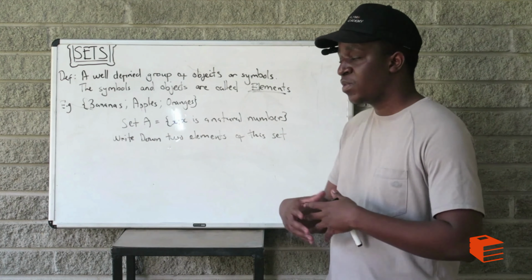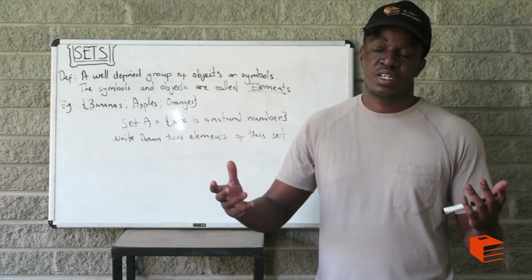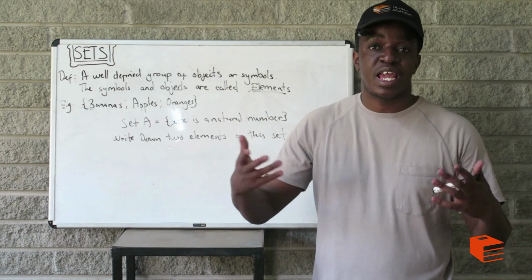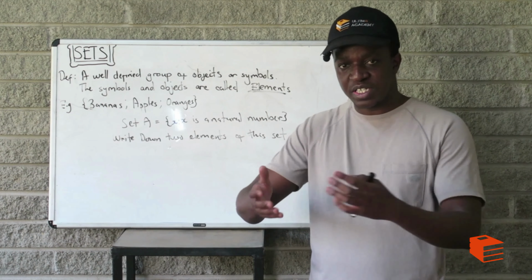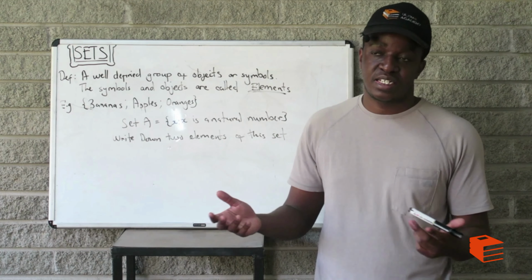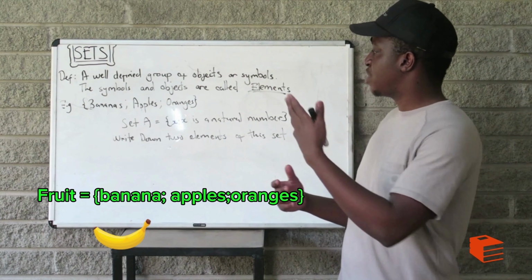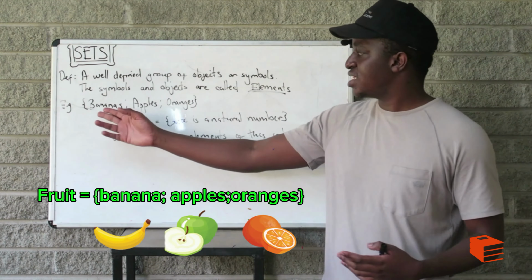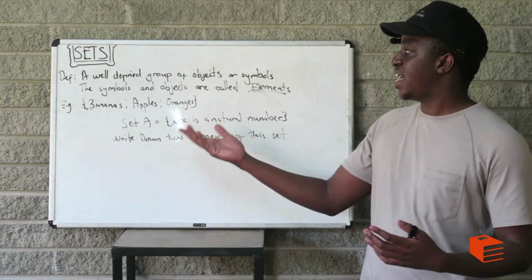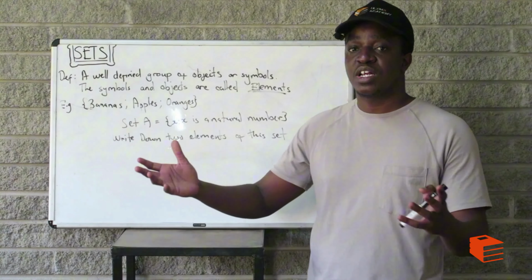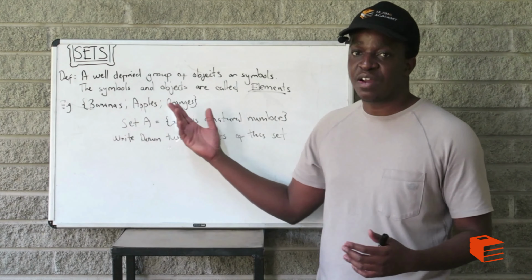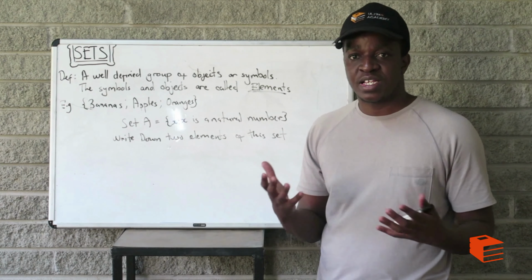So for example, if we have a set of fruits, and we want to name some fruits that we can put into the set so they belong to the set, we can name bananas, apples, oranges. This is a set of fruits. Or even if we started with these things and we're trying to group them into a set, these are fruits, and we can call that a set of fruits.